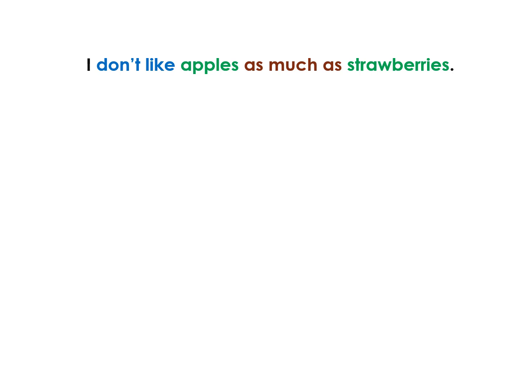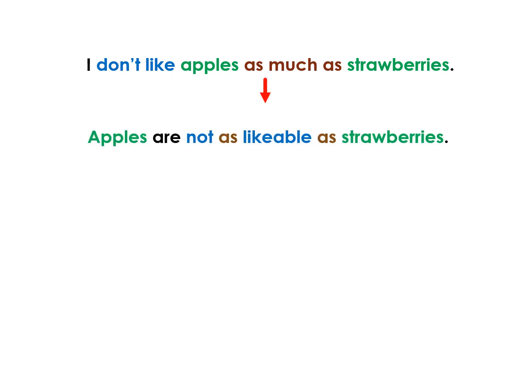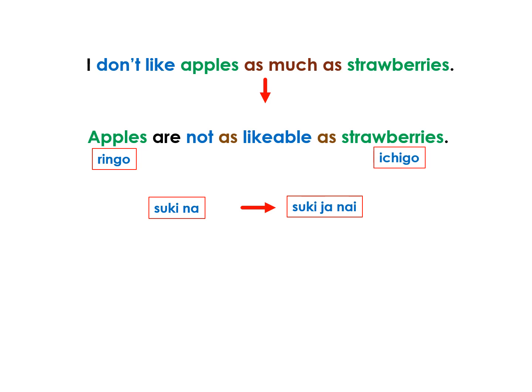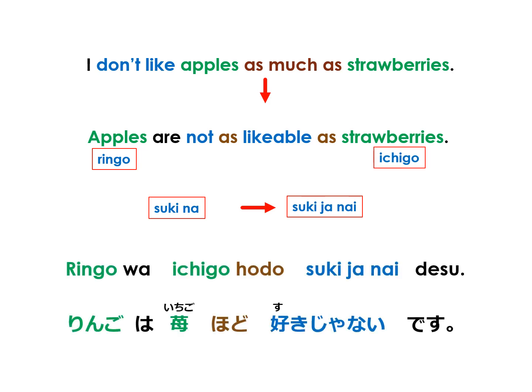Next example, I don't like apples as much as strawberries. Now, if you remember our previous lesson on likes and dislikes, we use the adjective sukina, meaning likable, to express this. So we can rephrase the sentence to, apples are not as likable as strawberries. Likable is sukina, a na adjective. Its negative conjugation, meaning not likable, is suki janai. Apples is ringo, and strawberries is ichigo. Putting them all together, we say in Japanese, ringo wa ichigo hodo suki janai desu.